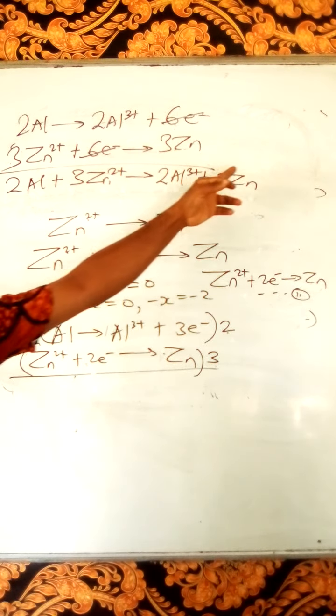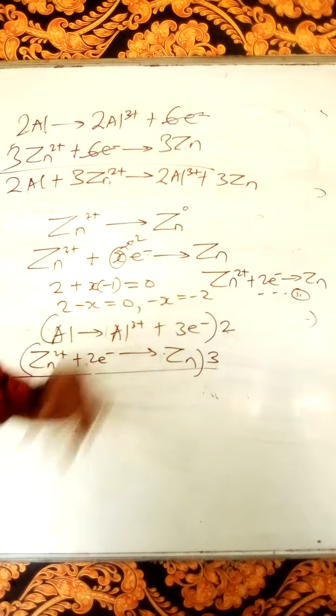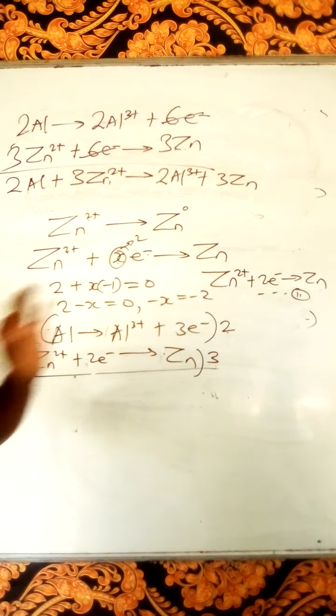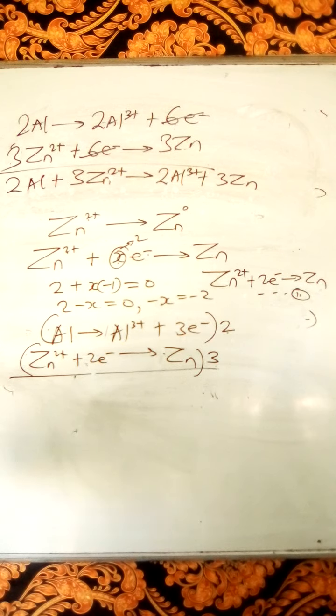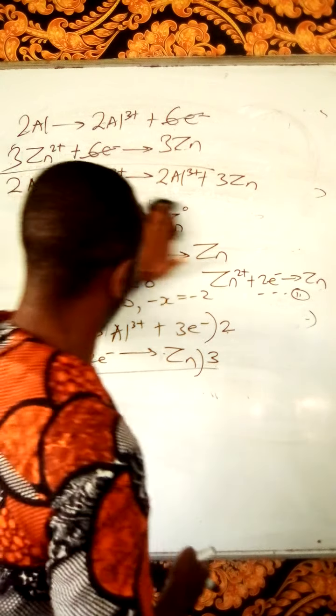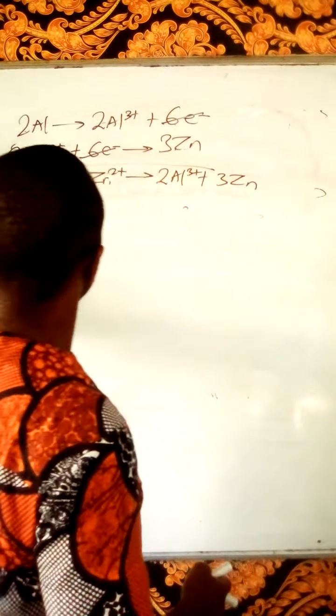The charge here, there is no charge here. This one will be 2 times 3 also, 6. We have equal charges and equal atoms on both sides. That means we have a balanced ionic equation. Then we take another example on this.